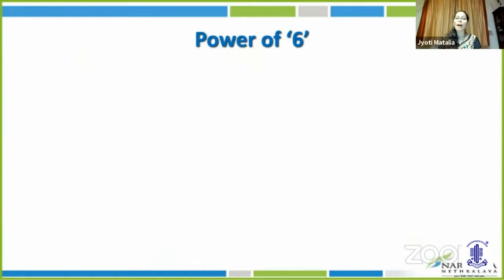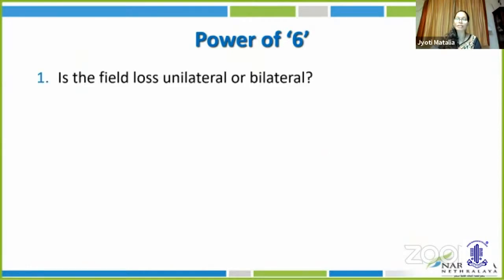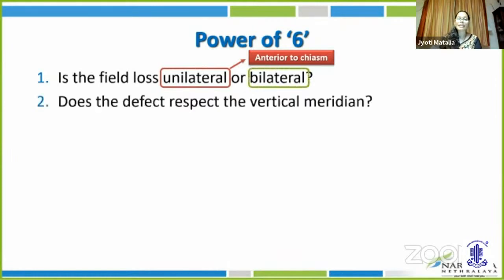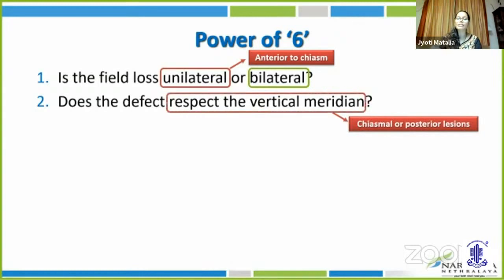For that, I use the power of 6: 6 important questions that you ask when you see a visual field. First, is the field loss unilateral or bilateral? Because if it's unilateral, it's anterior to the chiasma, unlike bilateral, which would be chiasmal or beyond it. Second, does it respect the vertical meridian? Because if it does, it will be related to lesions at the chiasma or posteriorly.